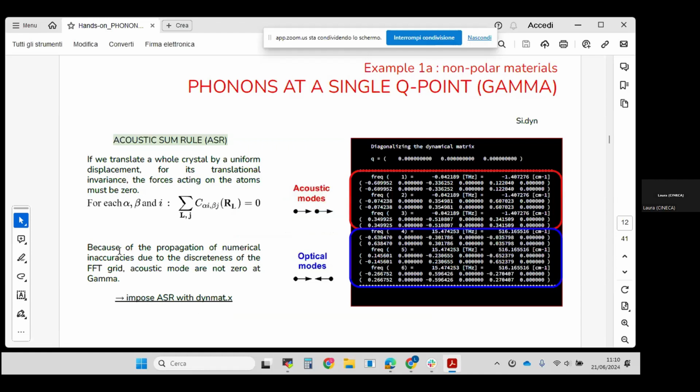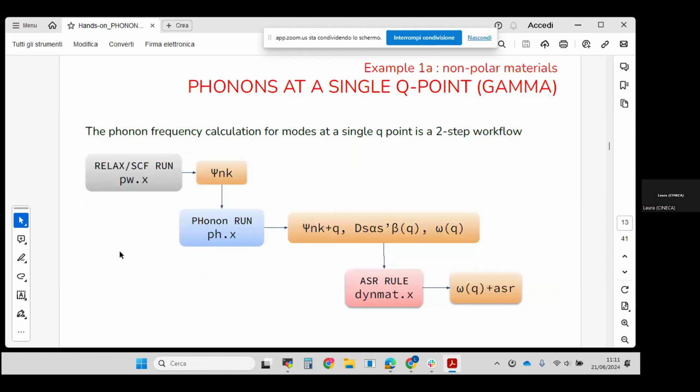So, as we have anticipated during the lecture, once we do the simulation, we will see that the first 3 modes, the acoustic modes of the system, are non-zero. So this basically violates the acoustic sum rule. What we have to do in this case, and this comes from the propagation of a numerical inaccuracy, is to impose the acoustic sum rule with an additional executable, which is called dynmat.x, so that, as you can see from the last step of this workflow, the phonon frequencies at the gamma point are the corrected ones.